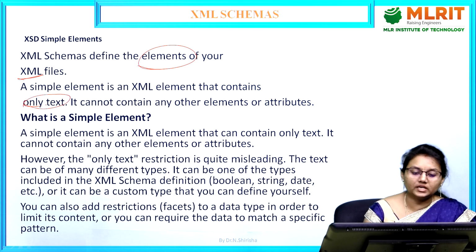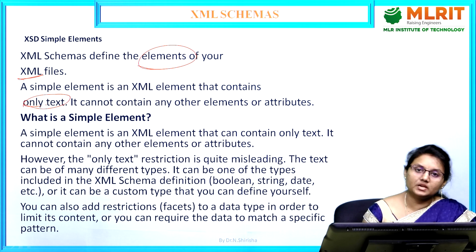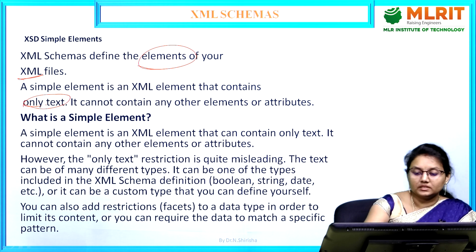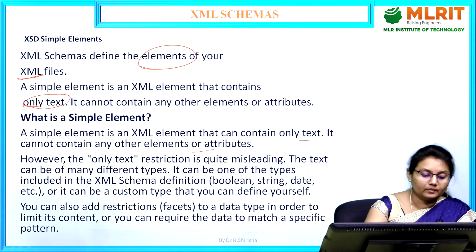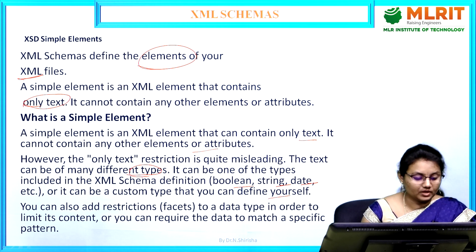It cannot contain any other elements or attributes. You only have an XML element with text, and this simple element can contain only text. It cannot contain any other elements. So, the "only text" restriction is quite misleading, because the text can be of different types. It can be boolean, string, date, etc. Or a custom type that you can define yourself.